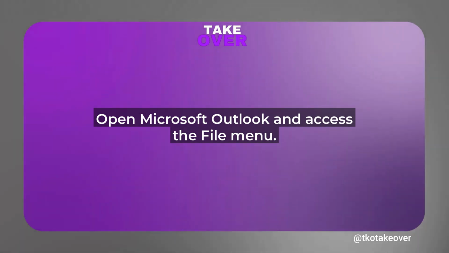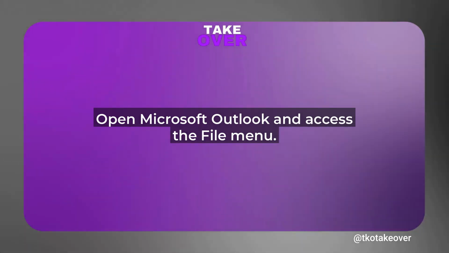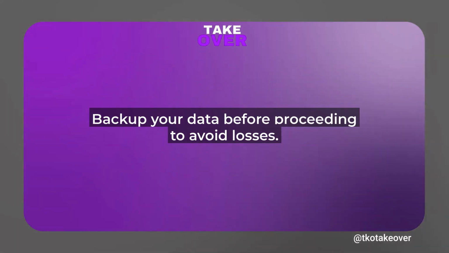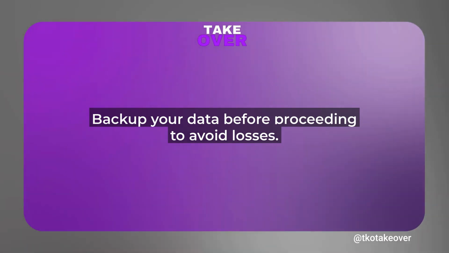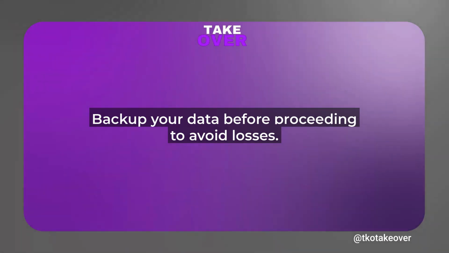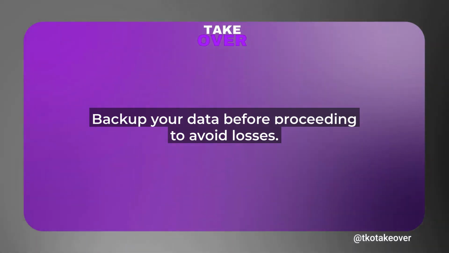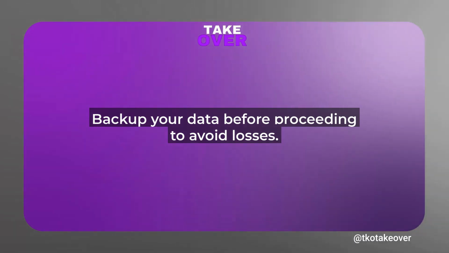Let's jump right in. First, open Microsoft Outlook on your computer. Make sure you're logged in with the account you want to reset. Once it's open, head to the top menu and click on File. In the File menu, look for Options or Account Settings. This might vary slightly depending on your version, but in 2025, it should be pretty intuitive.